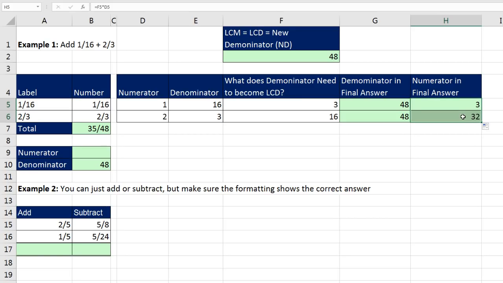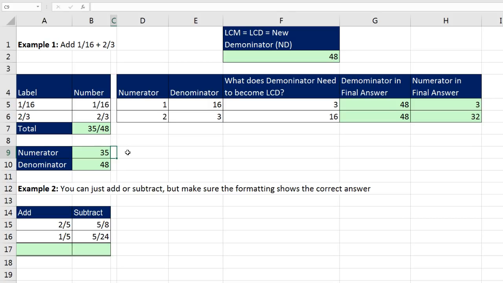Now remember, if we were doing it on a piece of paper, this would be in the top and the top, but there's a plus in between. So I'm going to come down here, and for the numerator, Alt equals. It didn't get it right, so I'm going to come over here and highlight those 2 and enter. And there it is. I've verified that 35/48 is correct.